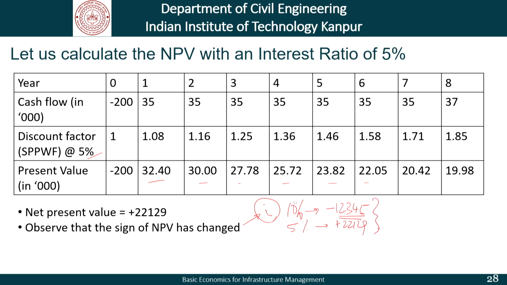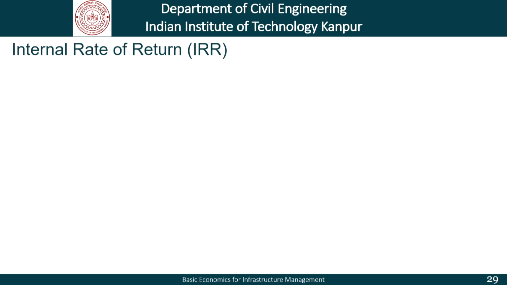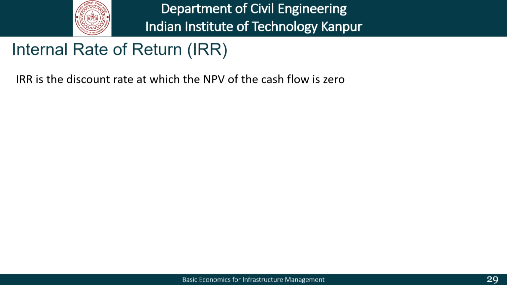Now I am leaving it to you to do the verification of these numbers. Maybe they are not most accurate, but the principle is that yes, the NPV changes as the interest rate is changed. And this brings us to the important concept of internal rate of return or the IRR. Now IRR is the discount rate at which the NPV of the cash flow is 0. So NPV will become 0 at a certain interest rate.